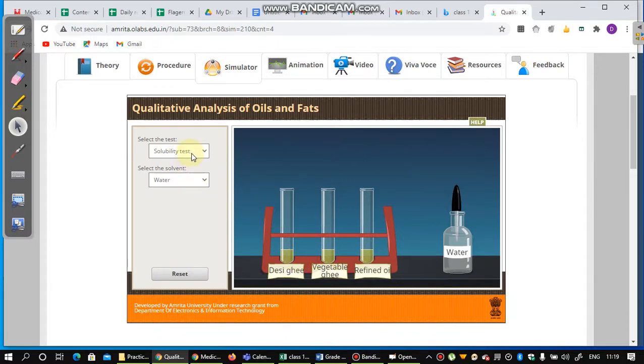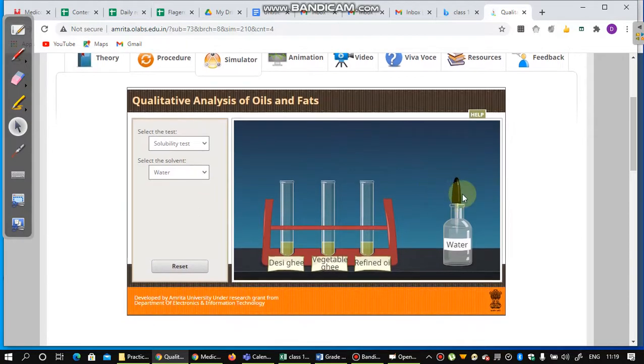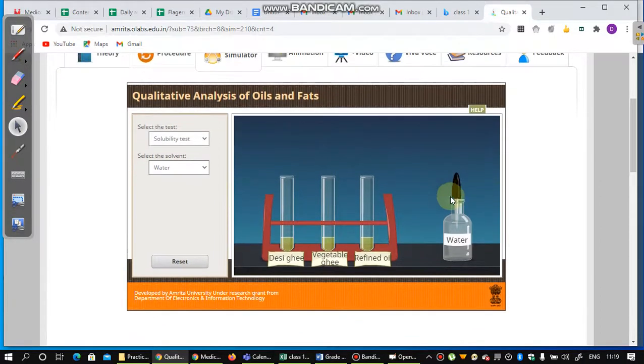In this, the first test which we are going to perform will be the solubility test, and for the solvent we have taken water. So what we do, we take water and put it dropwise in the desi ghee. Then we take a test tube and just shake it. What we observe is that there are still two layers of the ghee and water. It means it is not soluble.